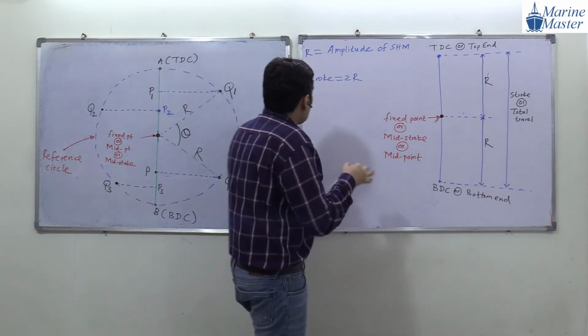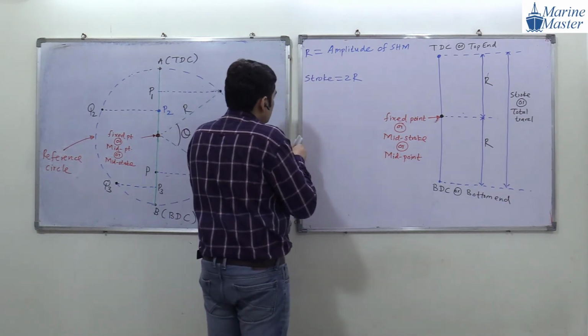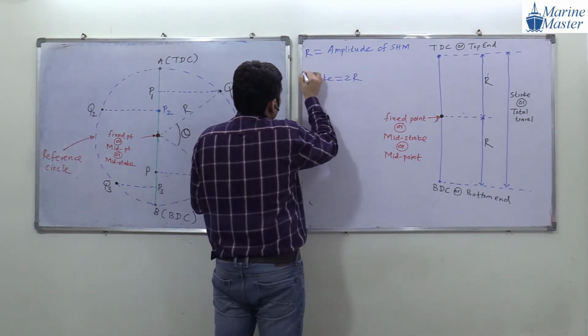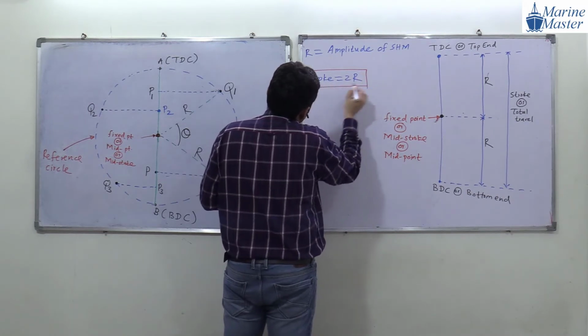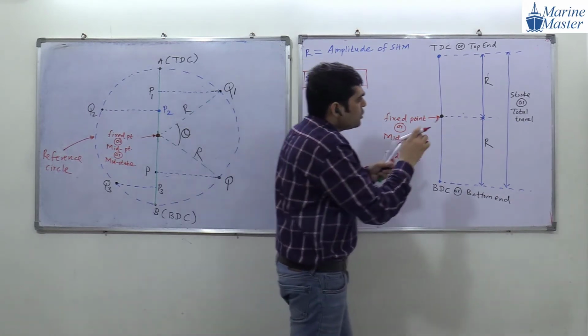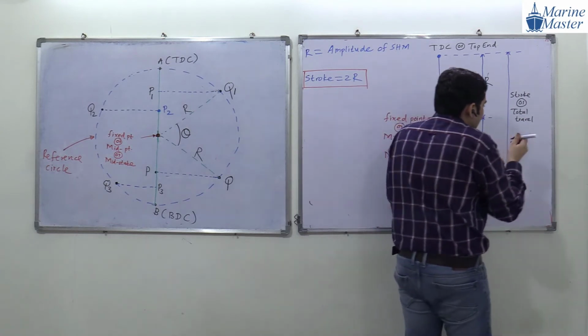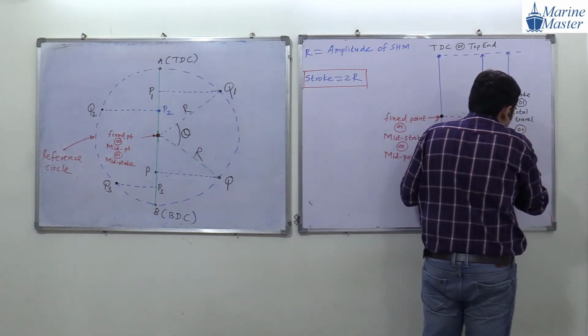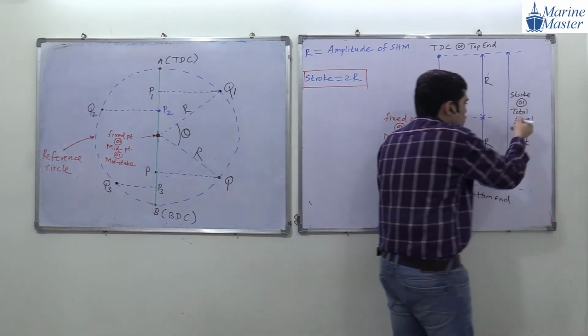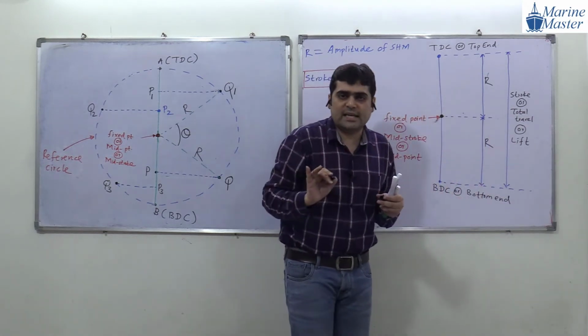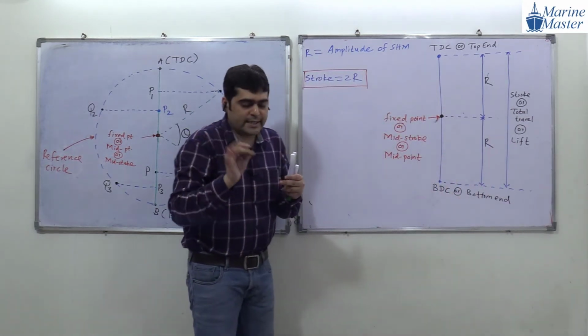And here, stroke is equal to what, everyone? Stroke is always 2 times r. Stroke, total travel, or lift, all are the same words. Everyone getting the point? Try to understand the scenario here.